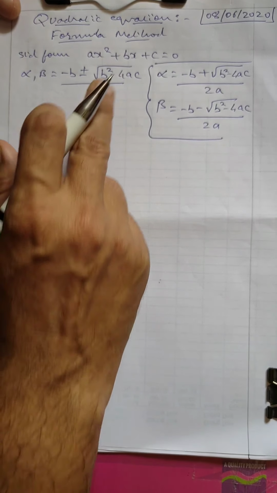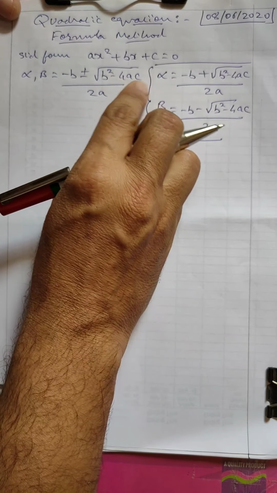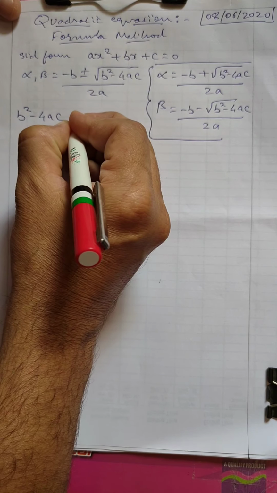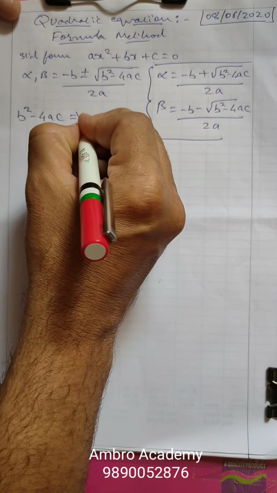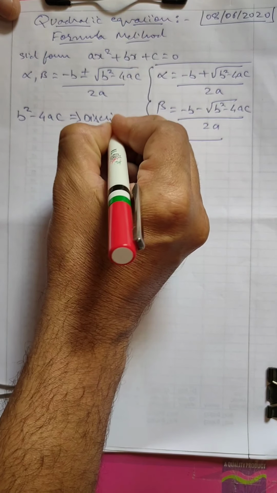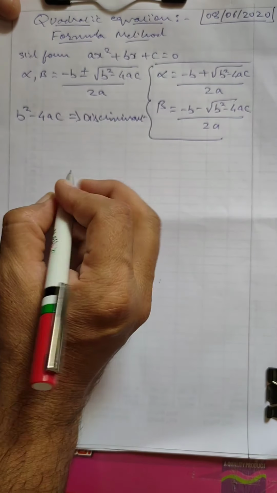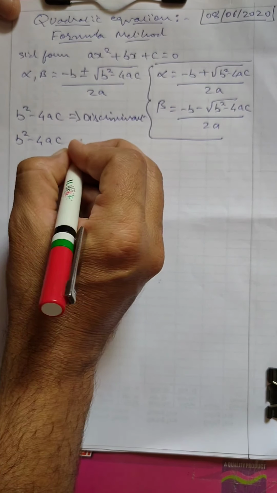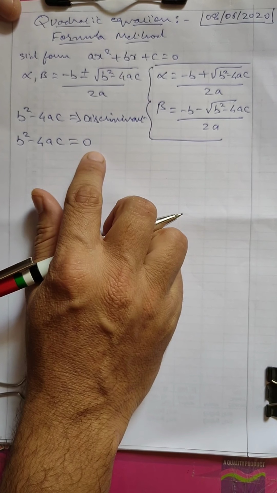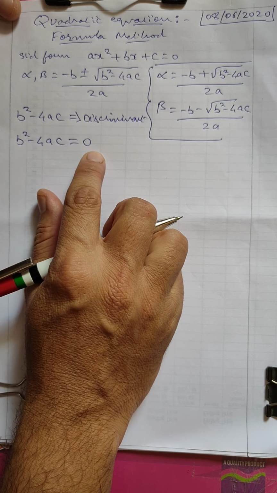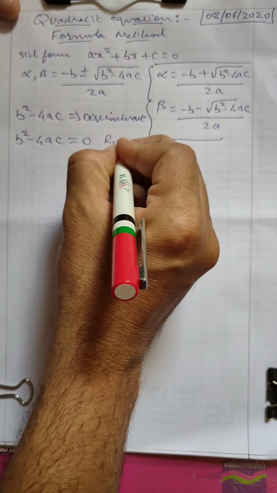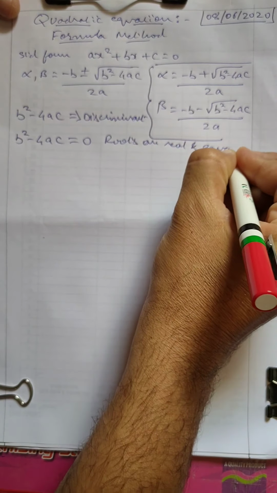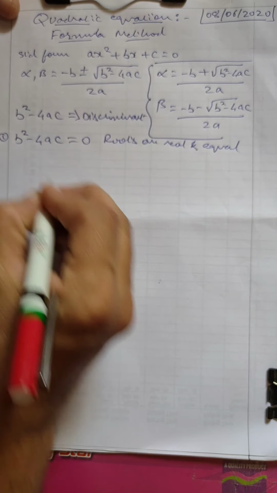What is it called? Discriminant. If you see the formula, b square minus 4ac is called the discriminant. If the value of b square minus 4ac is equal to 0, that means if the discriminant is 0, the roots are real and equal. This is the first condition.